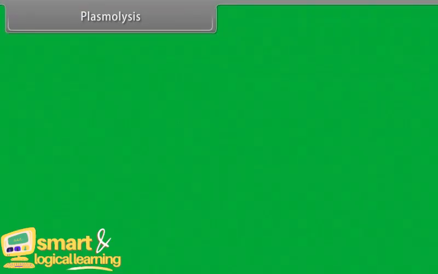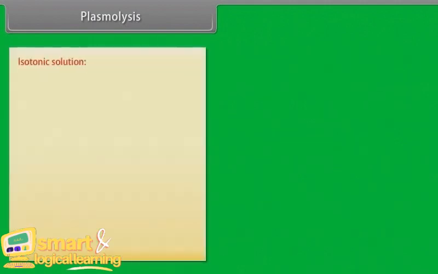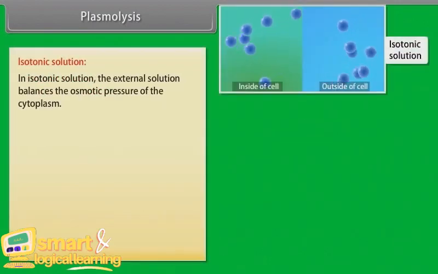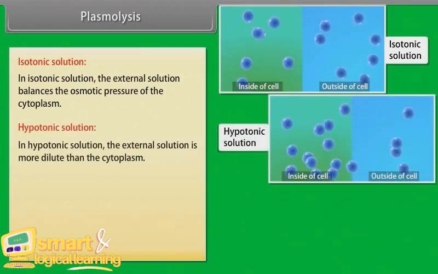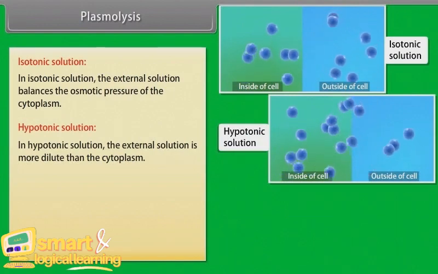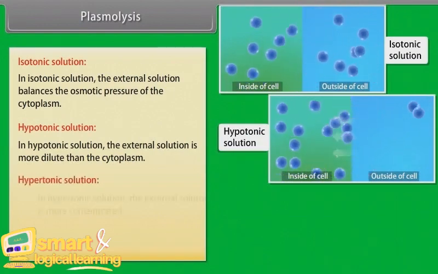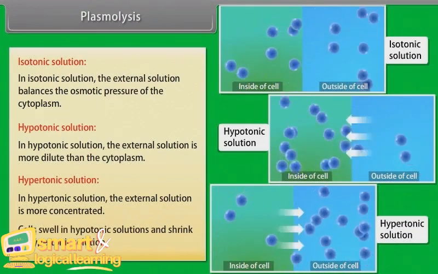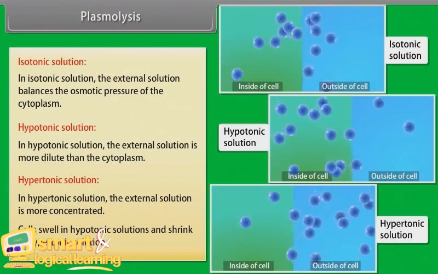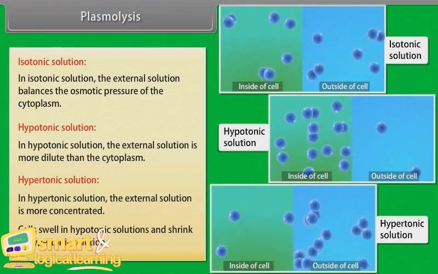Plasmolysis. The behavior of plant cells or tissues with regard to water movement depends on the surrounding solution. If the external solution balances the osmotic pressure of the cytoplasm, it is said to be isotonic. If the external solution is more dilute than the cytoplasm, it is hypotonic. And if the external solution is more concentrated, it is hypertonic. Cells swell in hypotonic solutions and shrink in hypertonic ones.